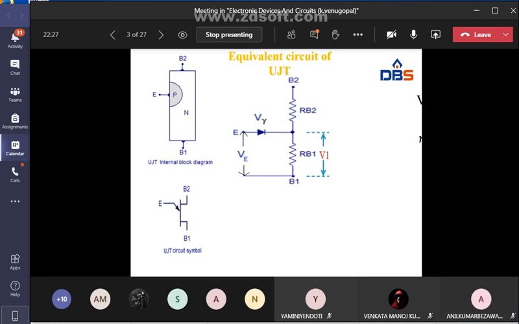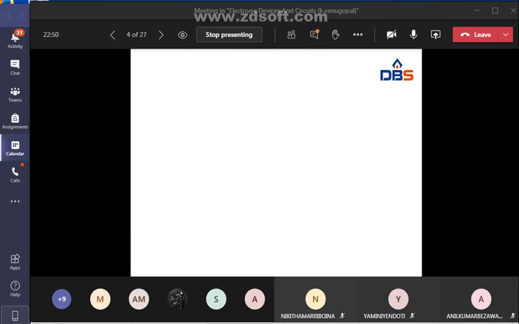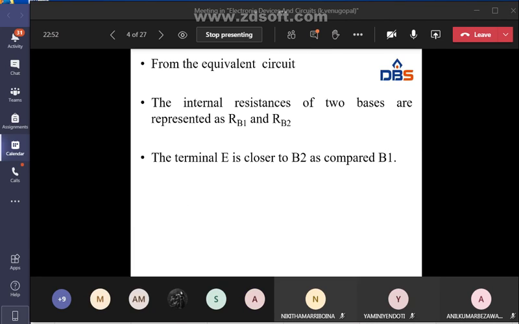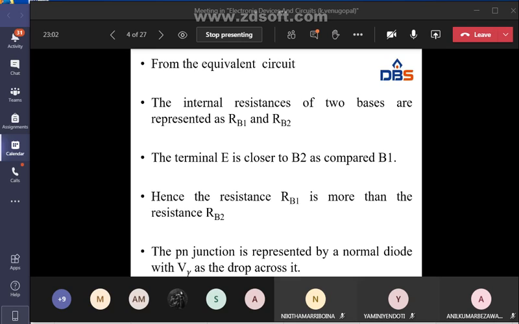Here V1 is greater than V2. For example, if the voltage across RB2 is V2 and the voltage across RB1 is V1, then V1 is greater than V2, since RB1 is greater than RB2. The emitter terminal is nearer to base 2 compared to base 1. From the equivalent circuit, the internal resistances of the two bases are RB1 and RB2, and RB1 is more than RB2.